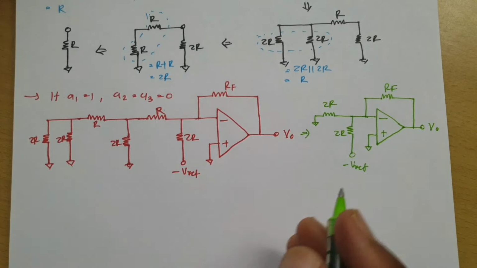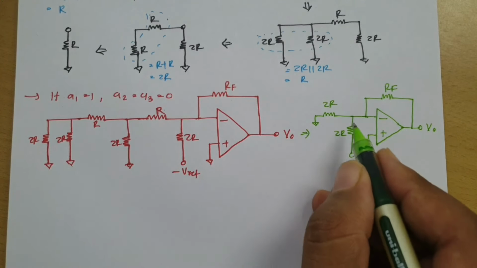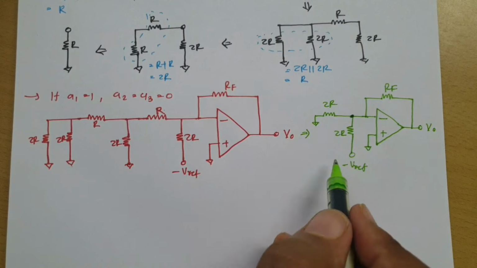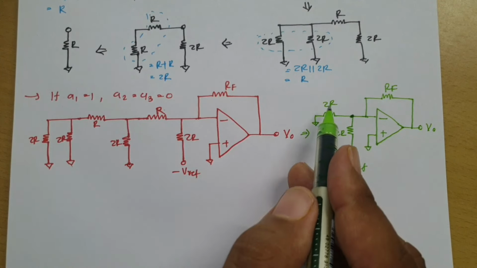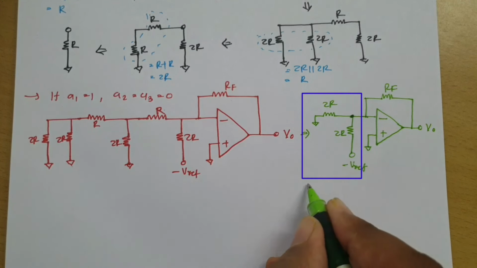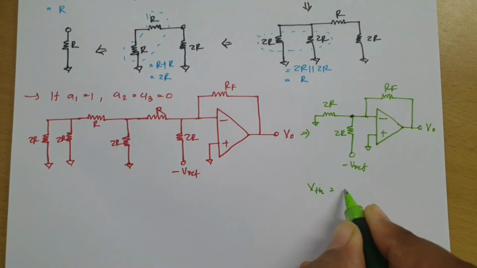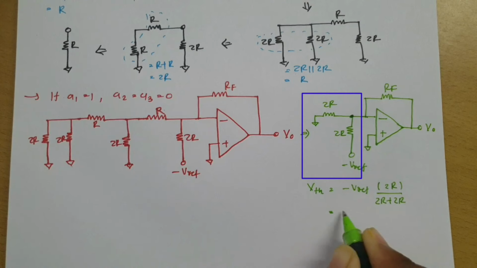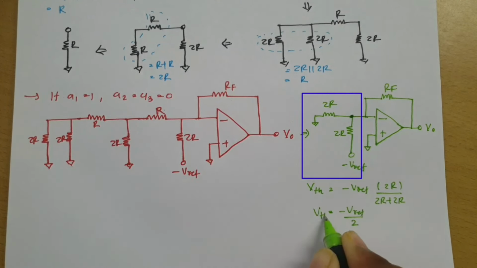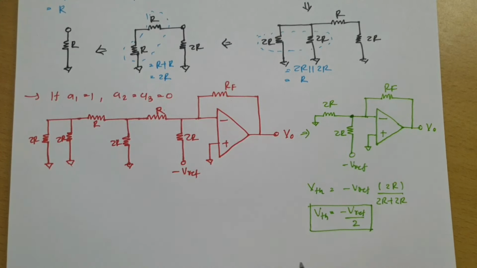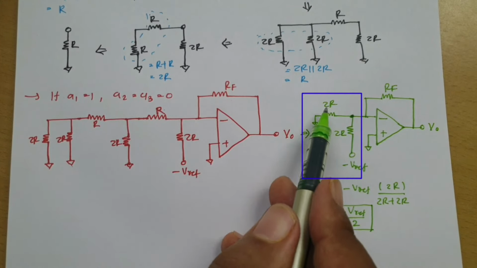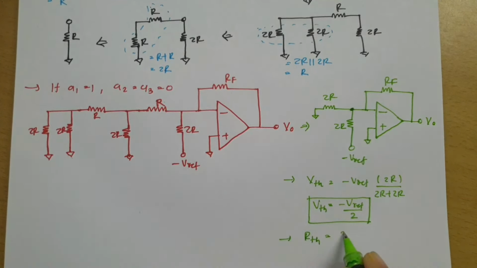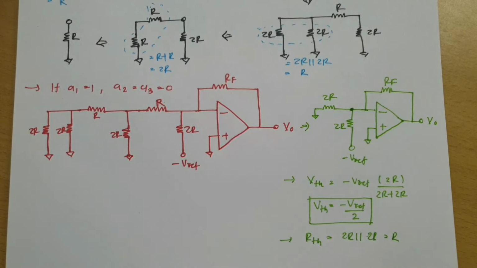So here in this circuit we need to identify what our VTH is, right? In this circuit VTH will be the voltage over here, and that we can identify as per the voltage divider rule. So this V reference will get divided between 2R and 2R. So you will now be finding VTH, that will be minus V reference into 2R divided by 2R plus 2R. So that has to be minus V reference by 2. So the VTH voltage is minus V reference by 2, and if you observe, these two resistances are in parallel, so 2R and 2R parallel will be R. So the Thevenin equivalent resistance RTH is 2R parallel 2R, so that has to be R, right?